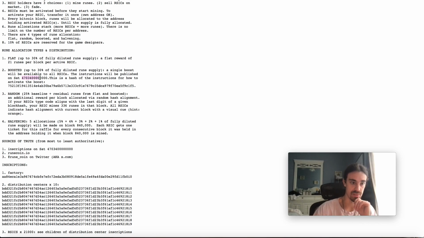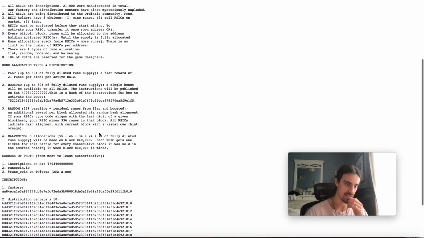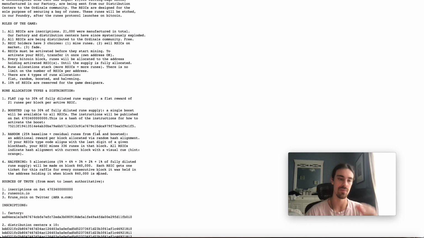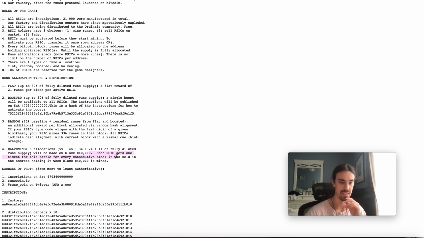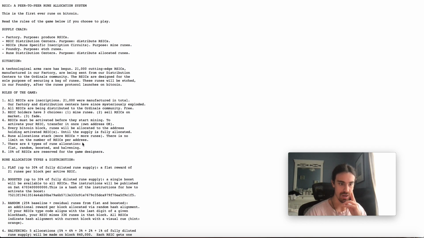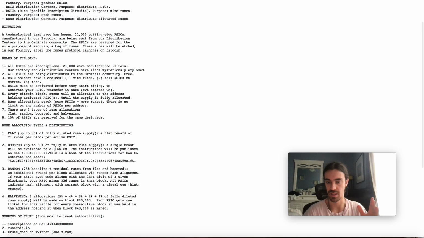So they actually posted something on SAT 47034000000. That's the hash of the instructions for how to activate the boost. Then you have the transaction hash. Let's see what this is. Happening five. So I guess there's a happening for them too, in block 840,000. Each RSIC gets one ticket for this raffle for every consecutive block it was held in the address holding it, once block 840,000 is mined. Right off the bat, there's something in reading that which I don't fully understand, but this is something you guys can look at too.